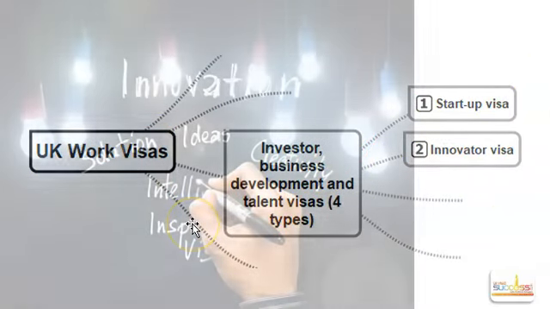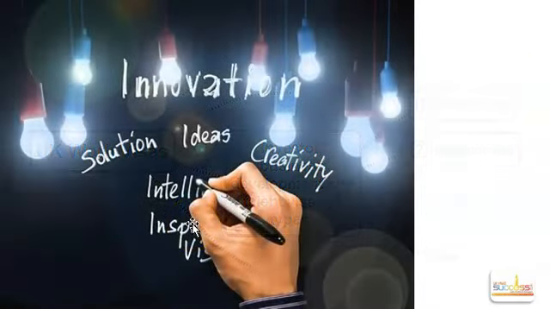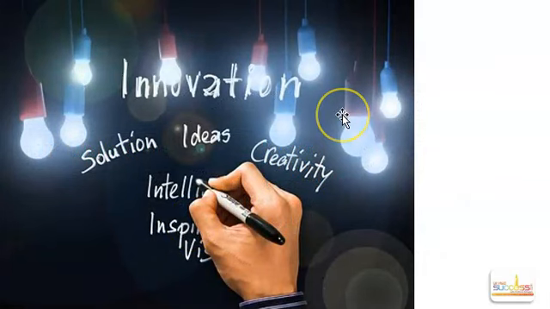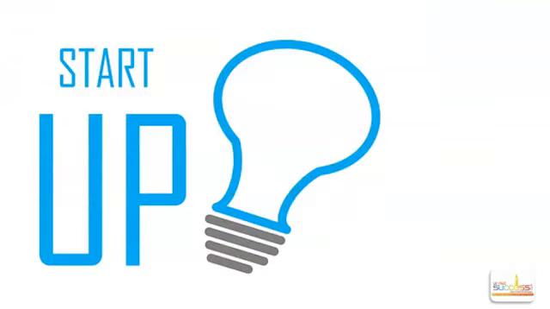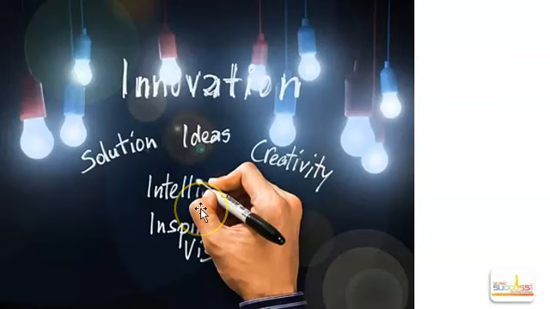So these categories are for more experienced business people wishing to establish a business in the UK. This is a natural progression from the startup visa. As with the startup category, you will need to have an innovative, viable and scalable business idea, which is supported by an endorsing body.